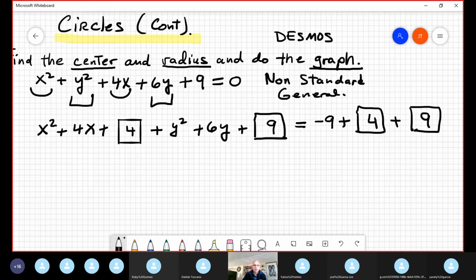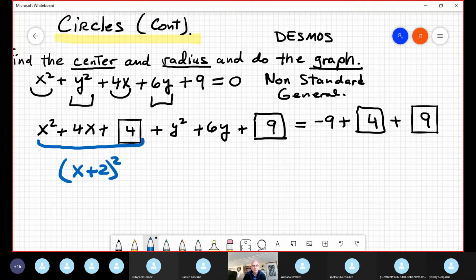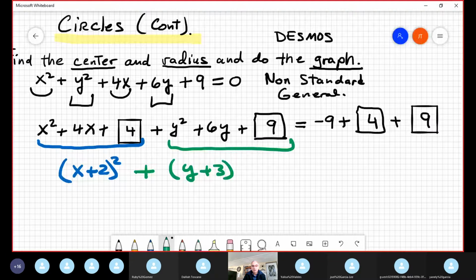I did well. Okay, now I focus on my first trinomial. The factorization of this is x plus 2. Do you understand very well where these two come from? Square root of 4, and x is the square root of x squared. And the second trinomial is y plus 3, for the same reason. 3 is the square root of 9, and the square root of y squared is y. In the right hand side, we have 4.